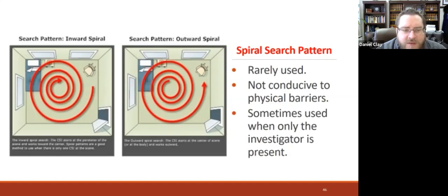And the reason you do that too, it helps you take notes, it helps with crime scene photography, it helps a lot of things to know what pattern you're doing, to write it down, so that you can say exactly what happened, when it happened, where in your pattern you were. So this is probably the more effective, but as you can see, it's not conducive to physical barriers, right?